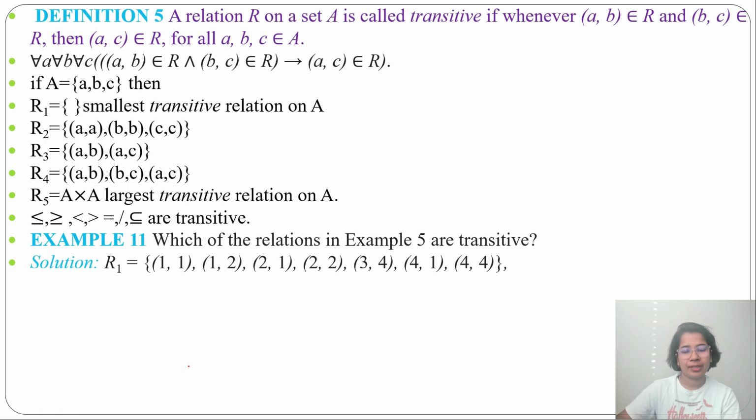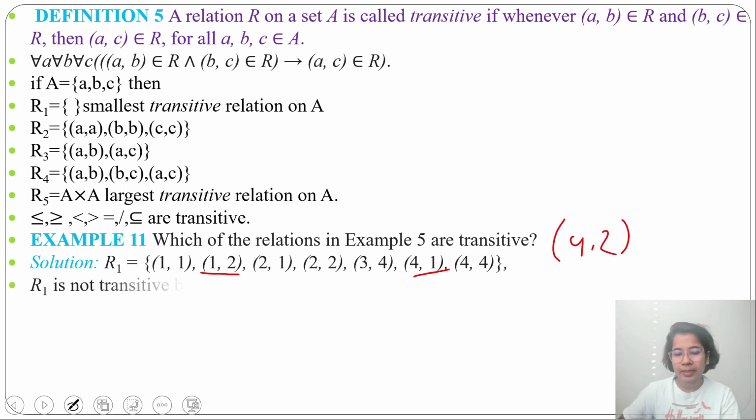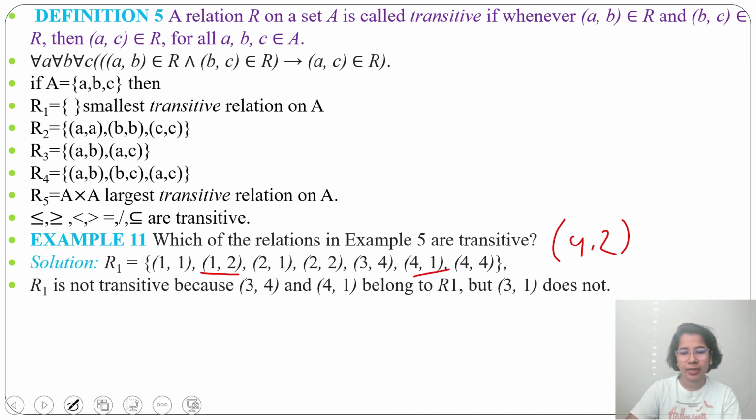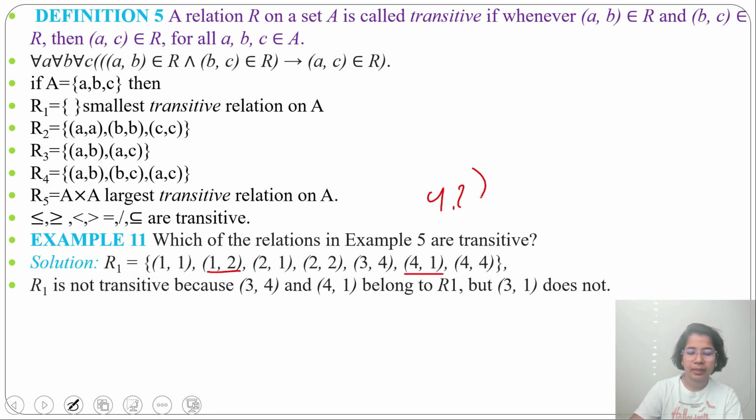Now we have some relation R1. Here (4, 1) is present, (1, 2) is present. There should be (4, 2). But (4, 2) is not present, so it is not transitive. Even (3, 4) is present, (4, 1) is present, so (3, 1) must be present. (3, 1) is not present, right? So as (4, 1), (1, 2), (4, 2) absent, then (3, 4), (4, 1), (3, 1) absent. So it is not transitive.